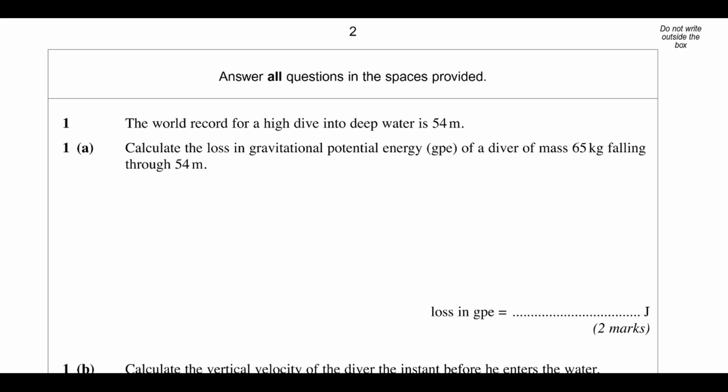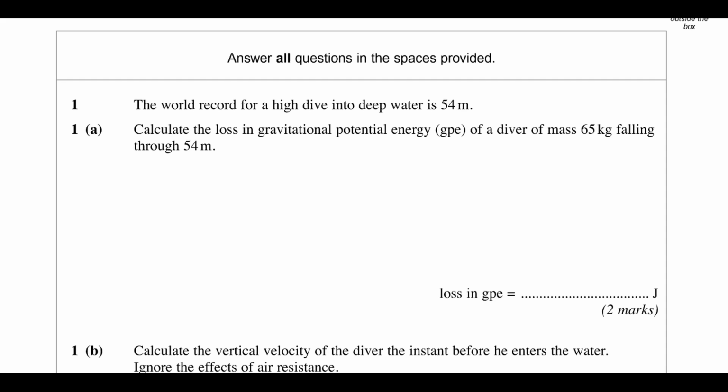Alright, so this is the January 2013 Unit 2 paper on mechanics, materials and waves. We're going to start off with some mechanics, and we're going to start with some energy. So we've got a world record dive, which is at 54 meters, the world record height, and we want to calculate the loss in gravitational potential energy of the diver. We've got the mass of the diver. So what we want to do is calculate the change in GP.